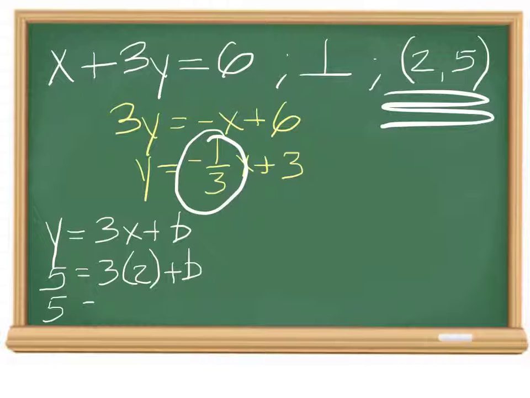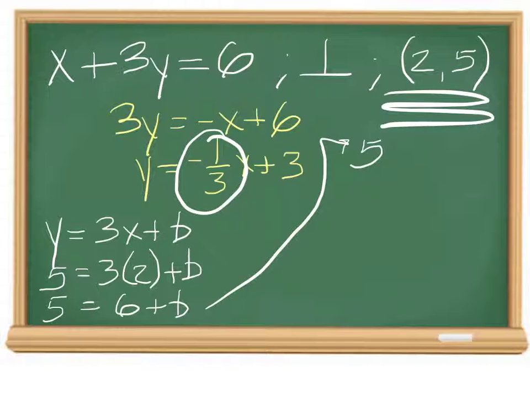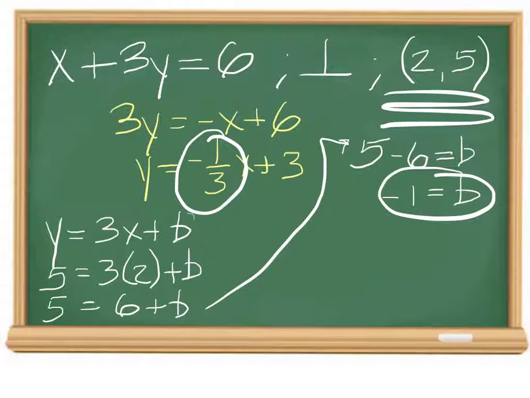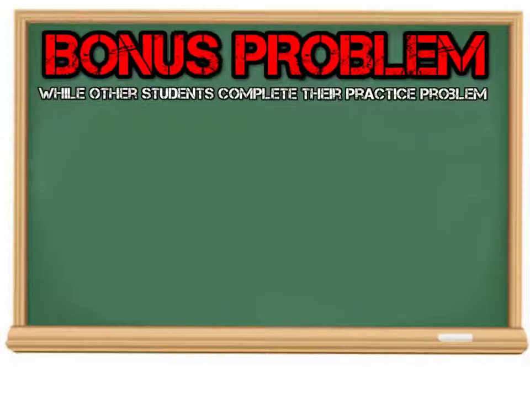That would be 5 equals 6 plus b. Move the 6 over, change the sign. You'll come up with a negative 1. And insert that here. Y equals 3x minus 1.